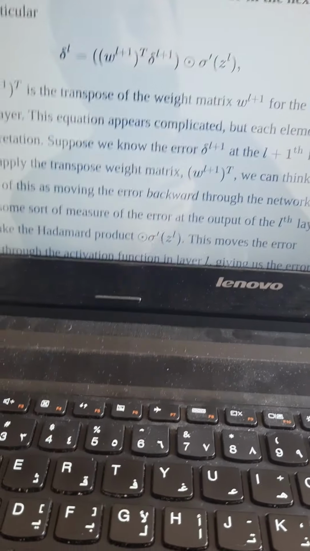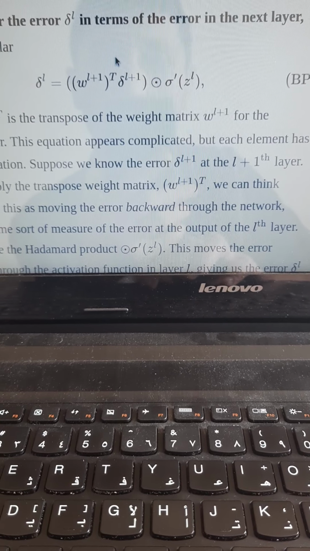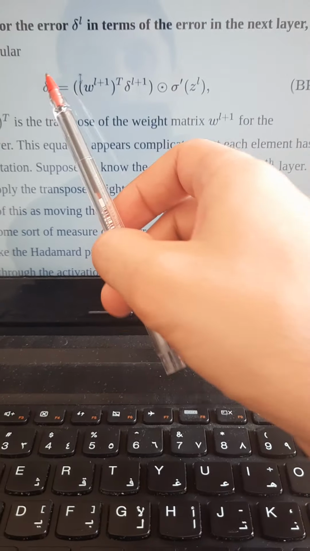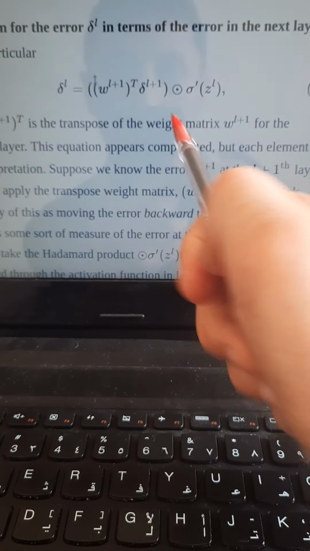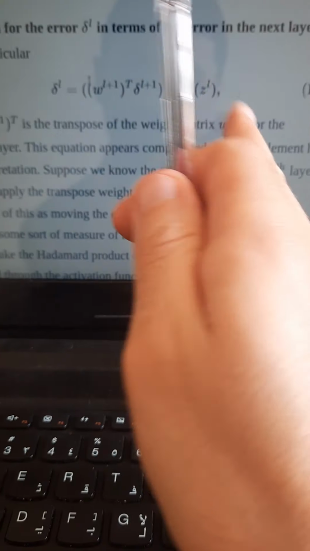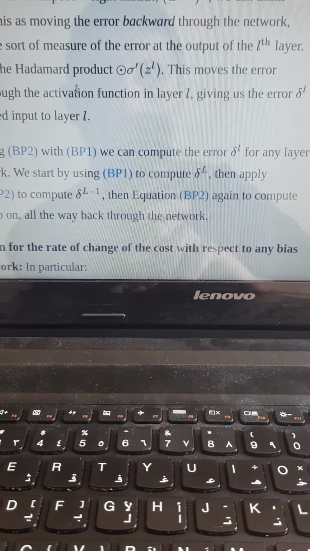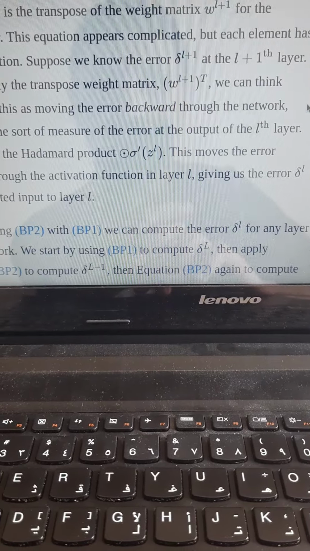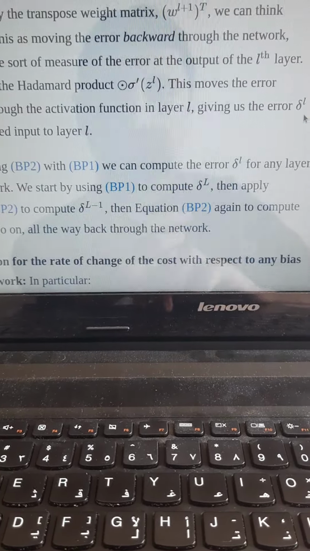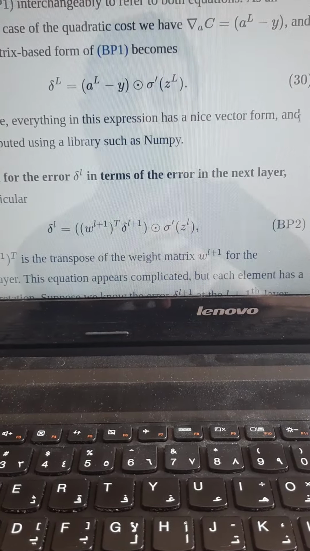Okay, and this is a transpose matrix, and finally we can obtain the errors of the previous layers from the errors of the latter layers. And this is what I just wanted to discuss with you. Really much interesting. And take care.